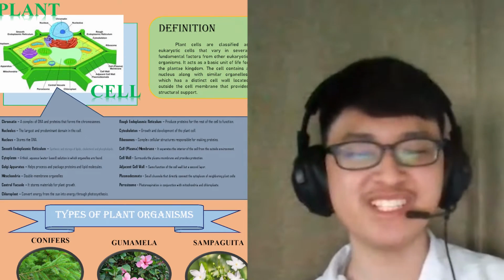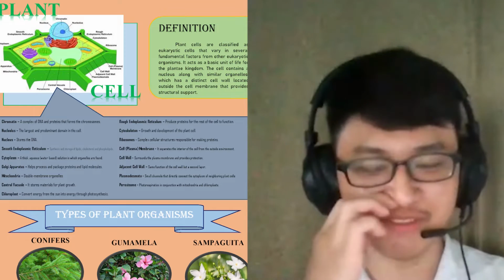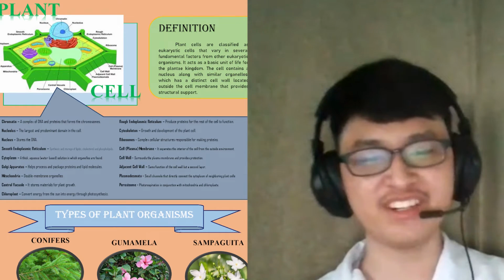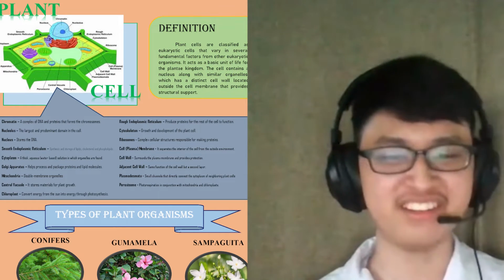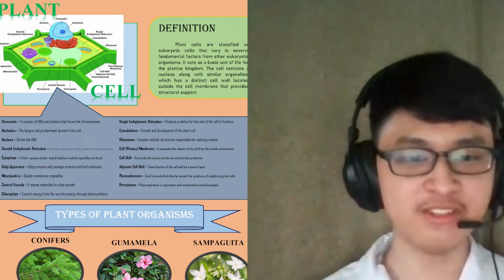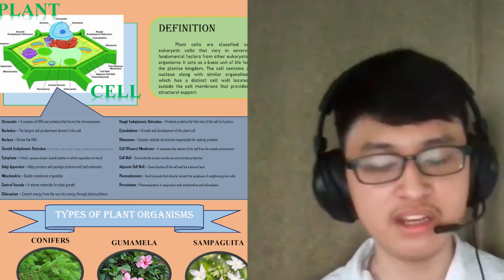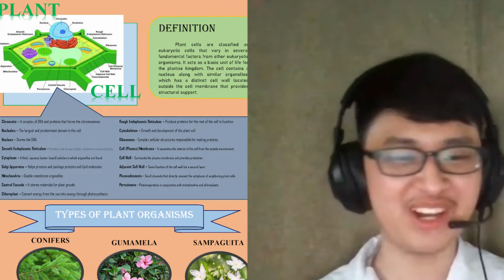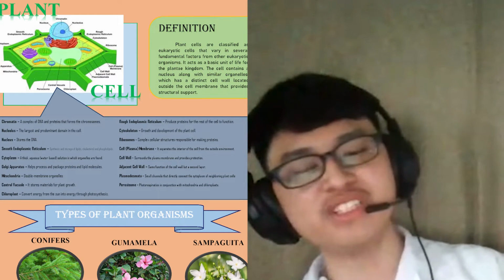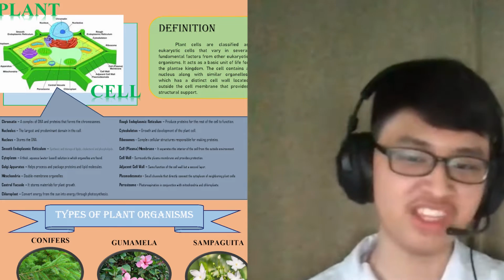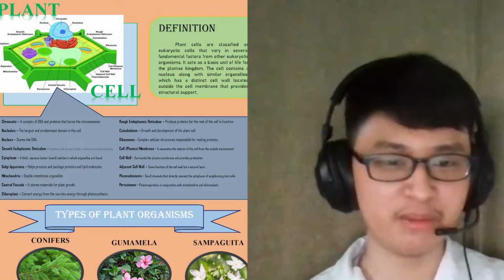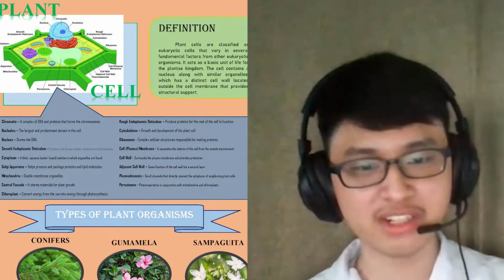Plant cells are classified as eukaryotic cells that vary in several fundamental factors from other eukaryotic organisms. It acts as a basic unit of life from the plant kingdom. The cell contains a nucleus along with similar organelles, which is a distinct cell wall located outside the cell membrane, just like Mongolia, that provides structural support.